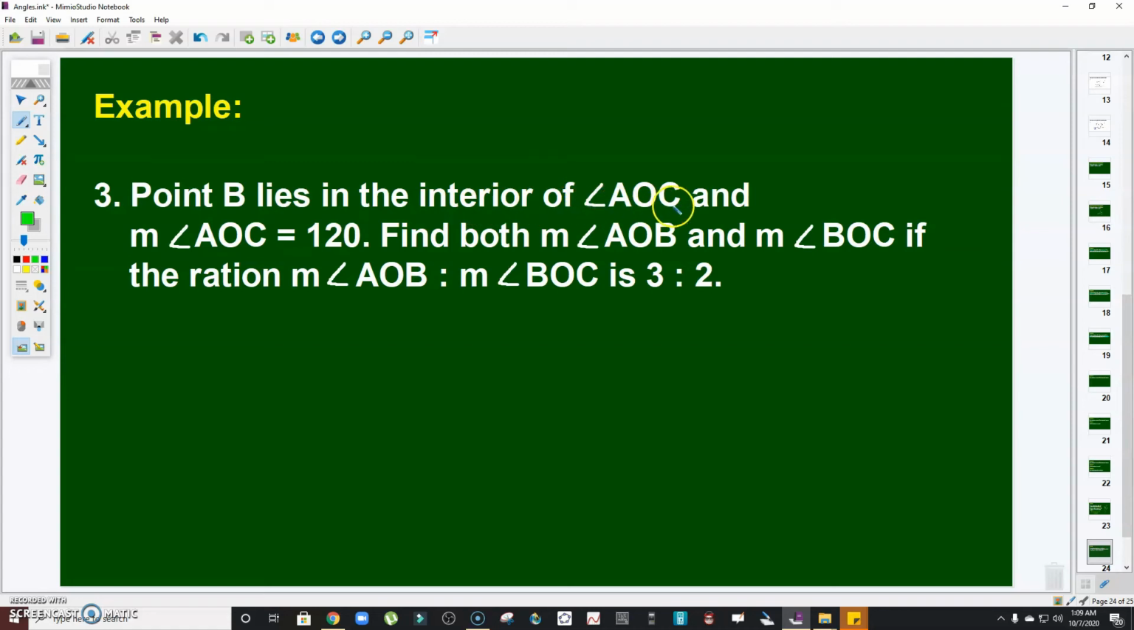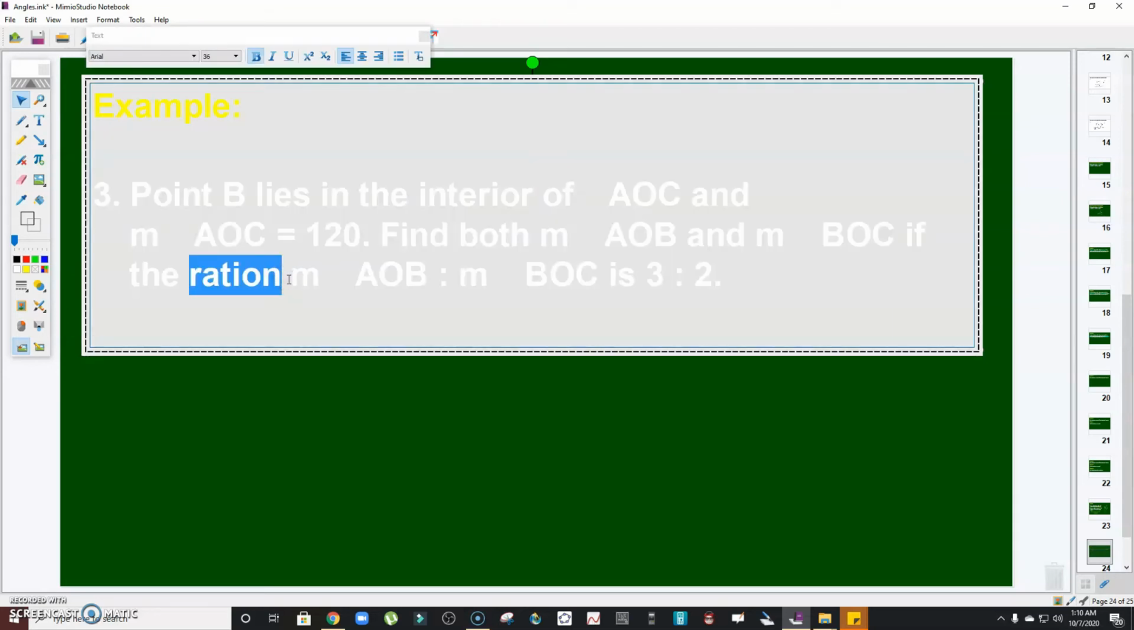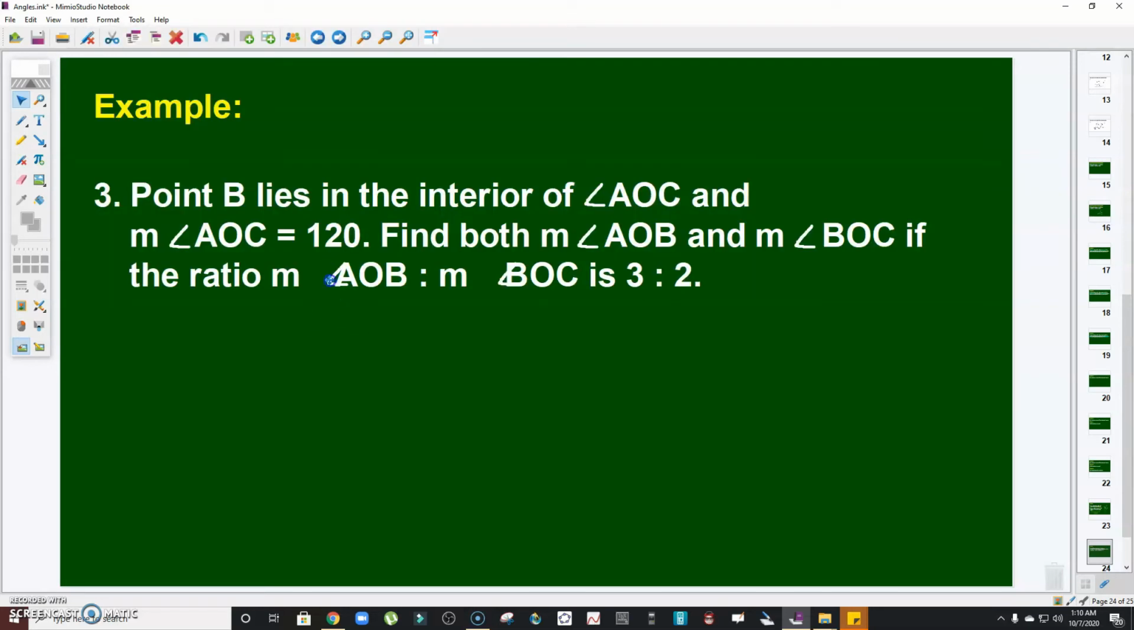Okay, so let's have problem number 3. Point B lies in the interior of angle AOC. And the measure of angle AOC is 120 degrees. Find both the measure of angle AOB and the measure of angle BOC if the ratio of the measure of angle AOB to the measure of angle BOC is 3:2. Okay, this is simple.